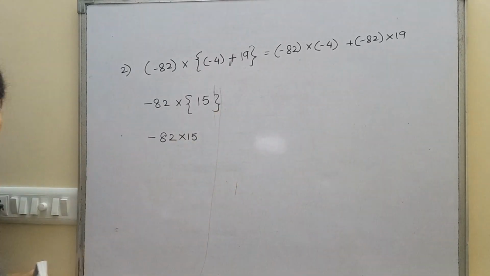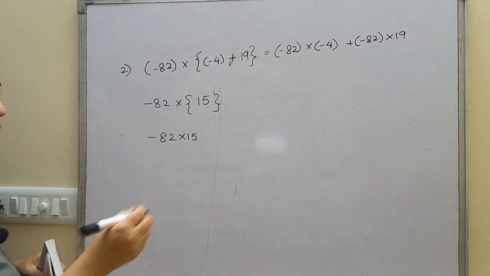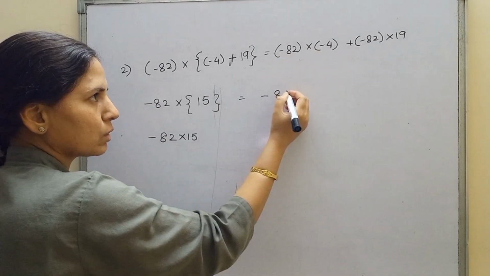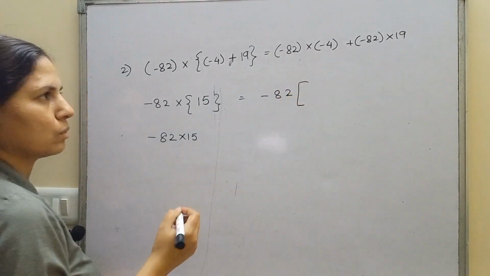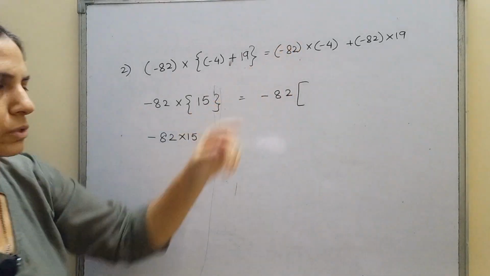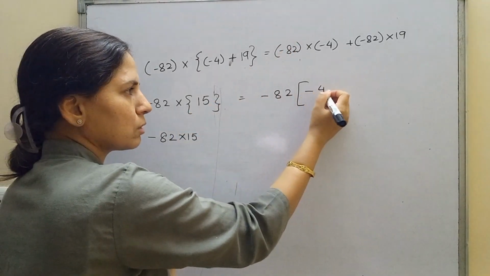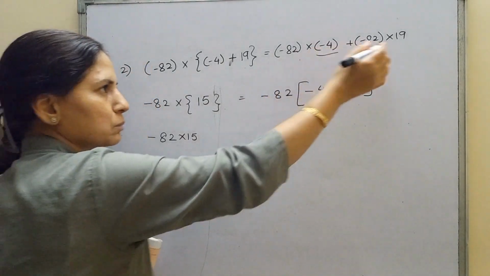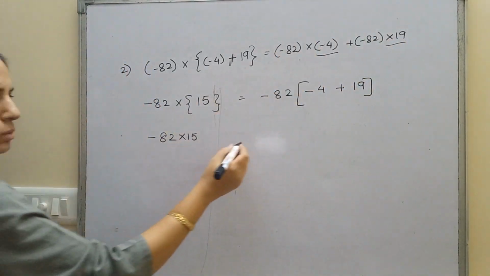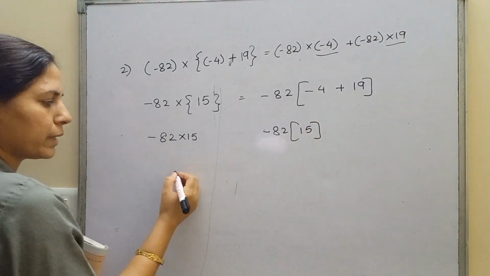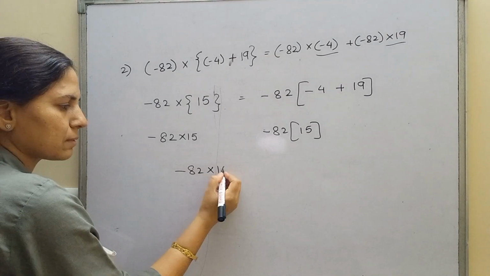Let's look at the RHS, whether it is the same or not. This is minus 82 common. What will go inside the bracket? Whatever is left. So here minus 4 is left. Put a plus sign and 19 is left. So this becomes minus 82 into 15. Don't you think LHS is equal to RHS?